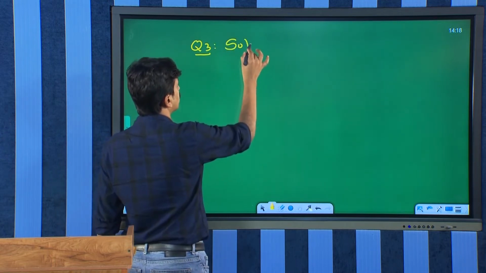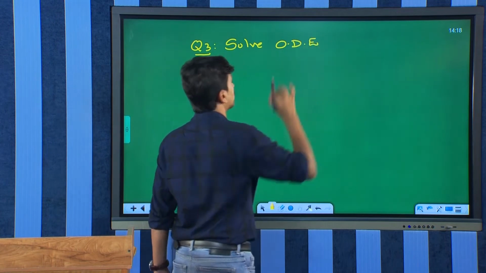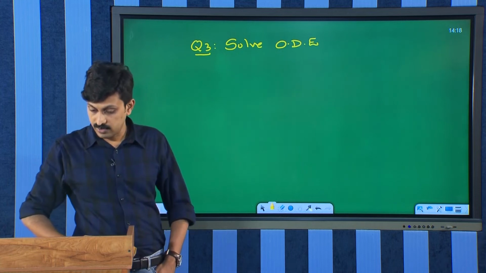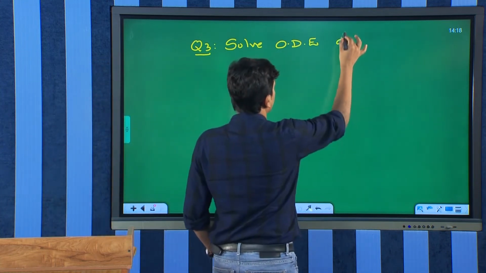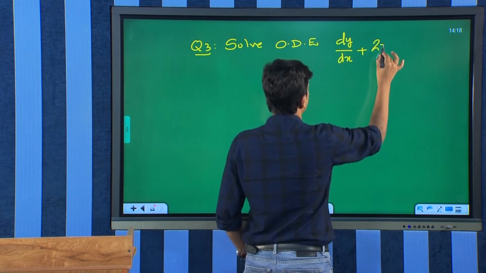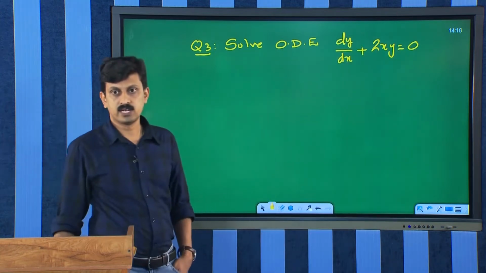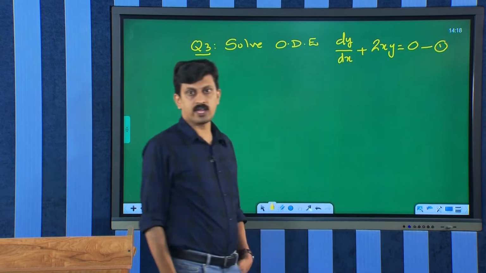Solve the ODE, the ordinary differential equation. In this differential equation, we have dy by dx plus 2xy is equal to 0. This is differential equation 1.